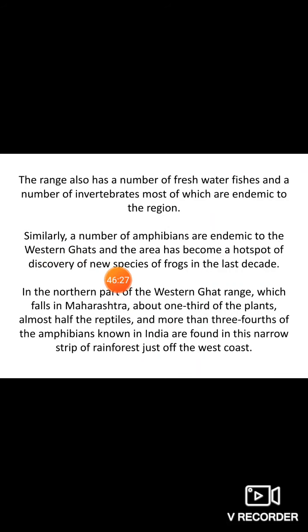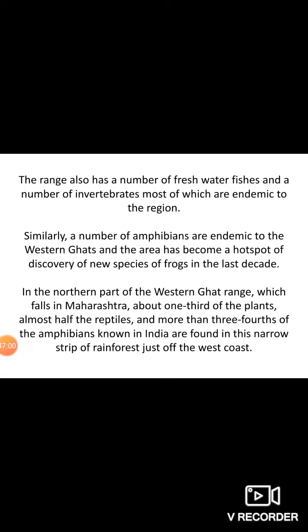Similarly, a number of amphibians. A simple example of an amphibian that all of you know is a frog, right? But so many other species are there. A number of amphibians are endemic to the Western Ghats, and the area has become a hotspot for discovering new species of frogs in the last decade. This is also great with reference to the Western Ghats, but unfortunately, because it has been identified as a hotspot, there are a lot of new varieties of frogs coming.